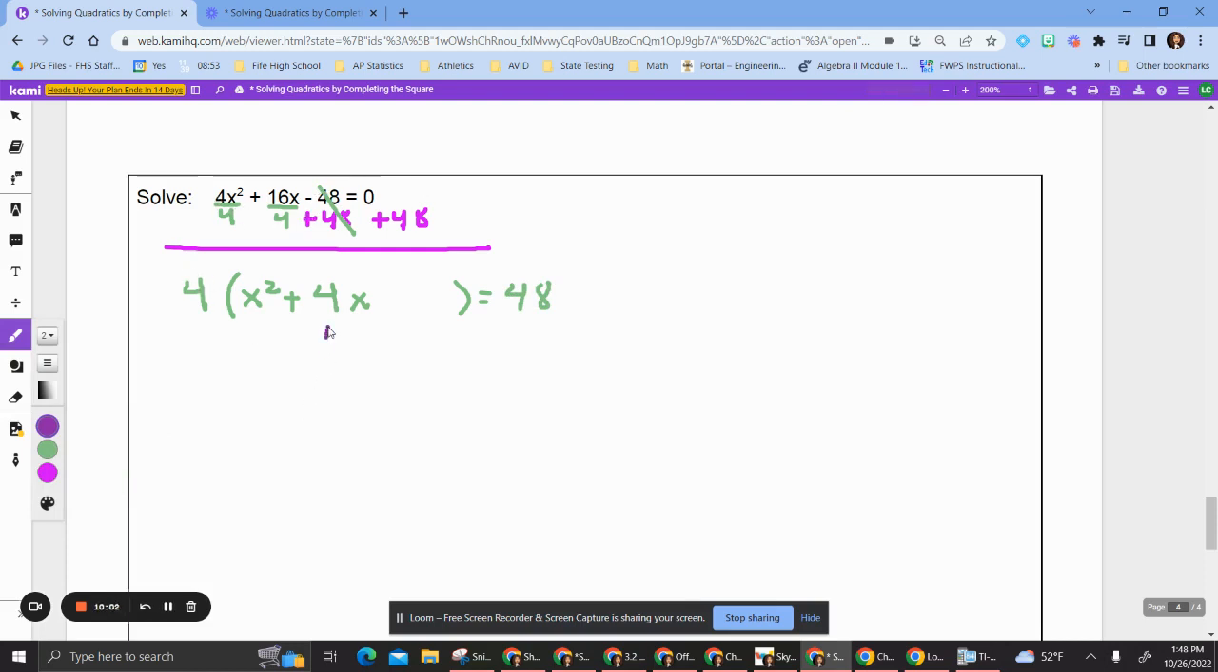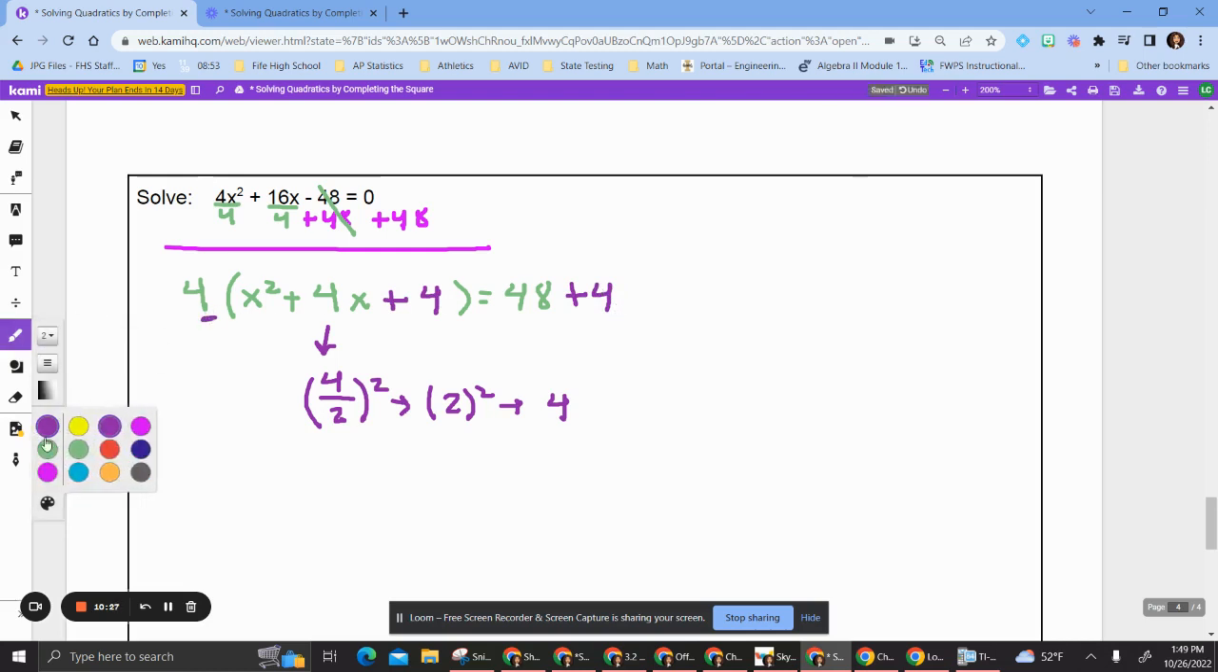Now that I factored out the 4, I can take this new b value, which is 4, divided by 2, and square it. 4 divided by 2 is 2. Squared is 4. So I'm going to add 4 in here. I'm going to add 4 over here on the right-hand side, but I also need to multiply it by this 4 as well. So this 4 times this 4, and I need to multiply that 4 over here as well.